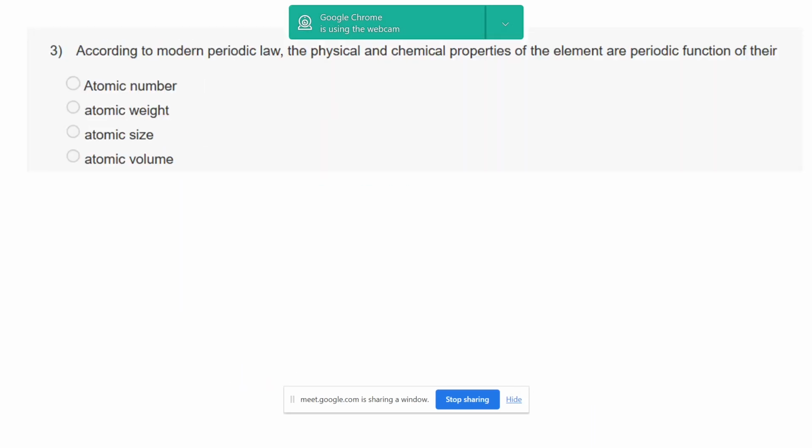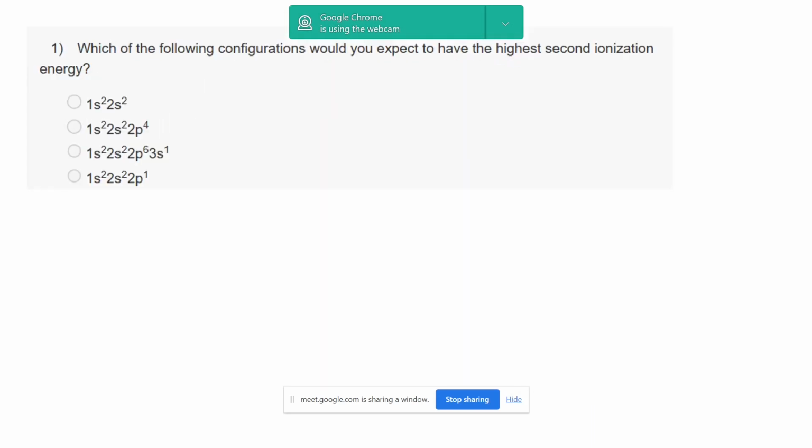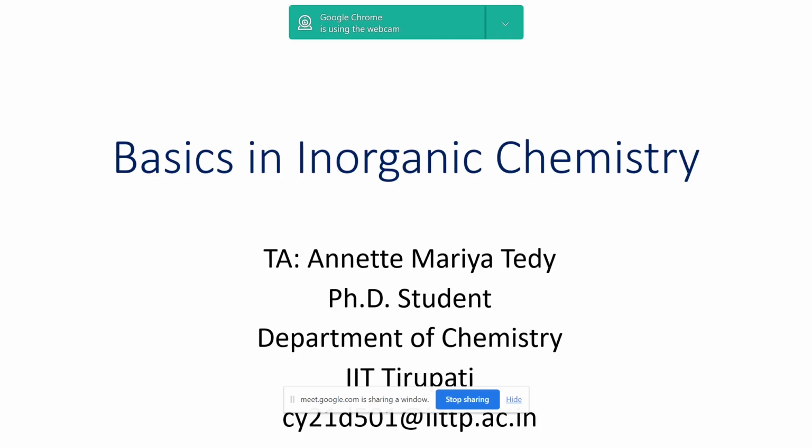Ma'am, one more I did have. That is also related to the 18 electron rule only. The question is, the 18 electron rule is valid for octahedral complexes having pi acceptor ligands, or sigma donor ligands, or pi donor ligands, or all of the above. It is for pi acceptor ligands.